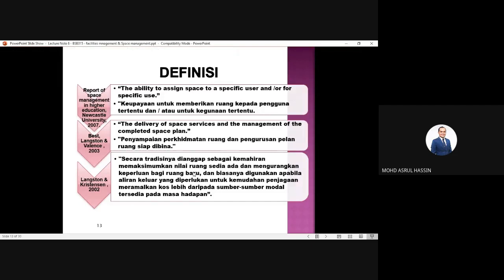Next, definitions of space management start from 2002, then 2003, 2007, until the current 2020. We still talk about space management. For example, one definition I read is: the ability to assign space to a specific user and or for specific use. Means keupayaan untuk memberikan ruang kepada pengguna tertentu dan atau untuk kegunaan tertentu. It means we need to identify the right space for the right use. Those are the keywords.